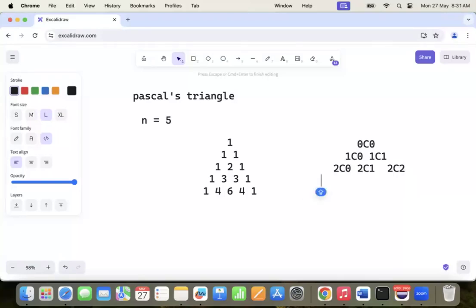Similarly, this is 3C0. This is 3C1. This is 3C2. Guys, this is 3C3. Could you find the values of 3C0, 3C1, 3C2 and 3C3?